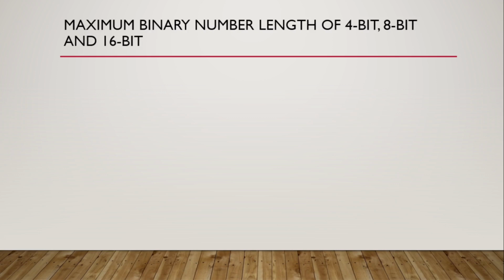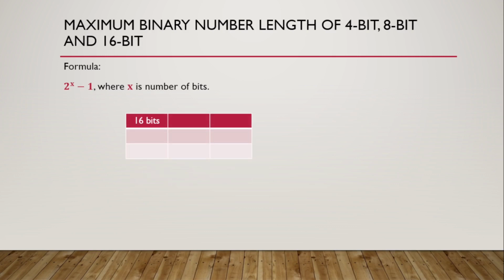How do we get the maximum number length of a 4-bit, 8-bit, 16-bit, or what have you register? We have a formula that we can use to get this, and that is 2 raised to the power x minus 1, where x is equal to the number of bits. Look at the table below. For 16 bits register, that means a register that can hold 16 bits of data.